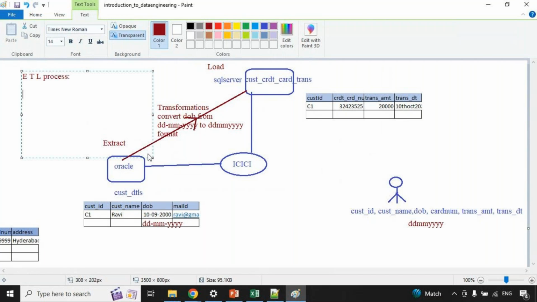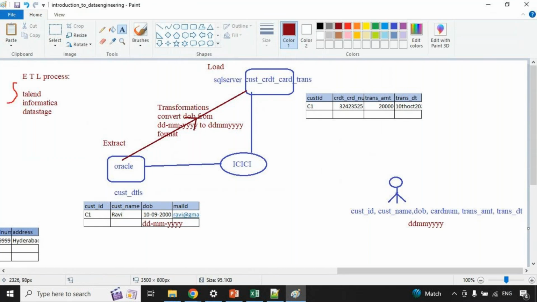Guys, traditionally we have some tools like Talend, Informatica, DataStage. Using these ETL tools we can extract the data, apply the transformation, and load it into the target. This process is called the ETL process.